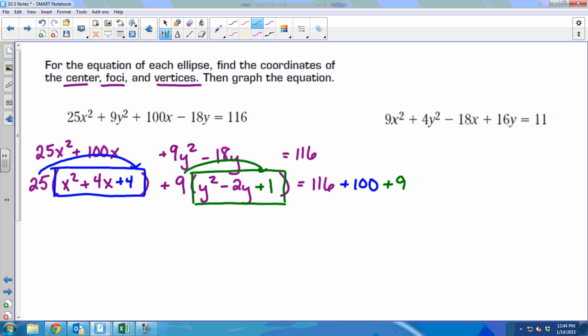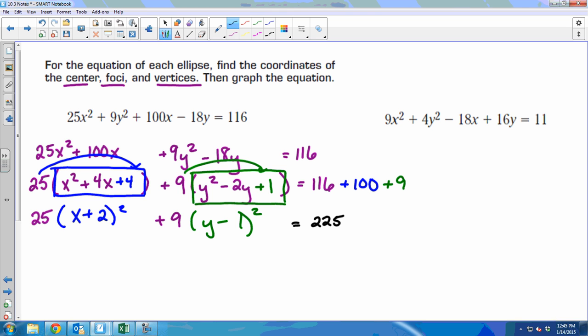All right. So for the x's, remember we always did b divided by 2? What's b divided by 2? 2, so we have x plus 2 squared. Just b divided by 2. And for the y's, we should have y minus 1 squared because negative 2 divided by 2 is negative 1. And that should equal 225. We're so close to being done. You can't do that yet. We're not done. You can't do the center and stuff, but you're not done.